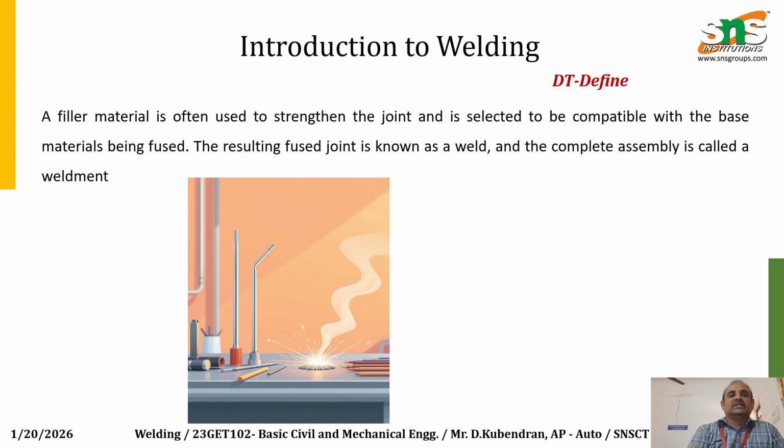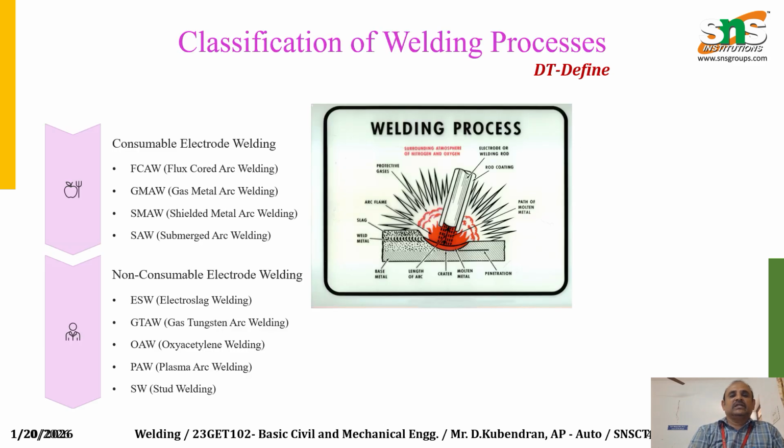What are the applications? Welding is widely used in construction, automotive, shipbuilding, pipelines, aerospace and manufacturing industries to assemble metal structures and components. Classification of welding, based on heat source: welding can be classified according to the source of heat, such as arc welding, gas welding, resistance welding, laser welding and ultrasonic welding.